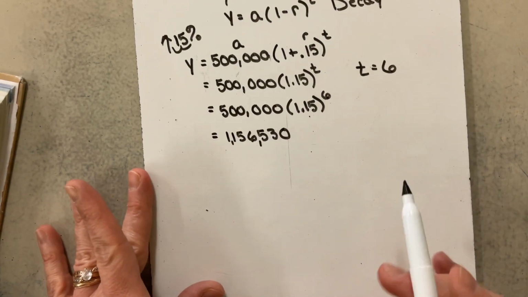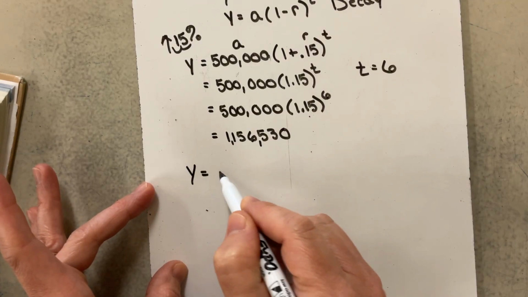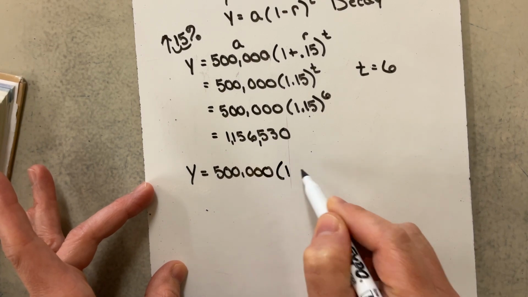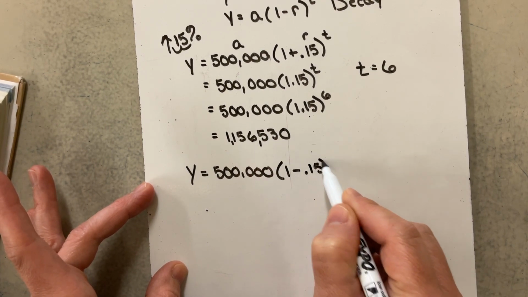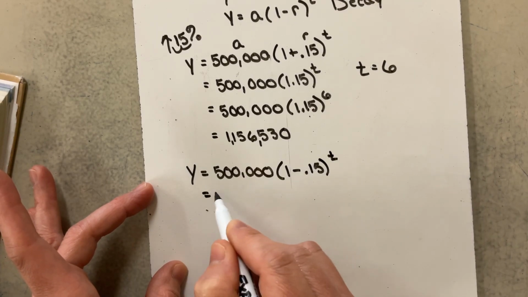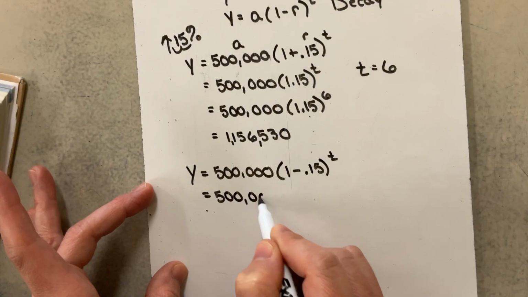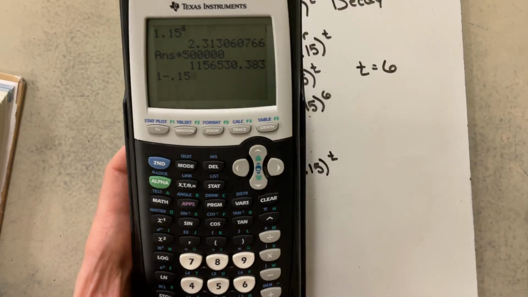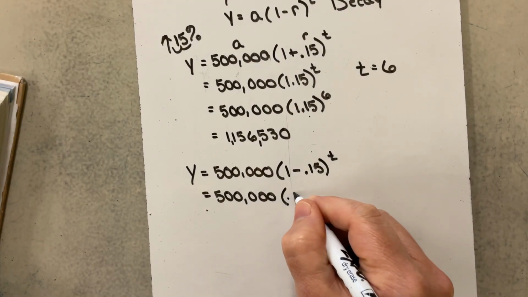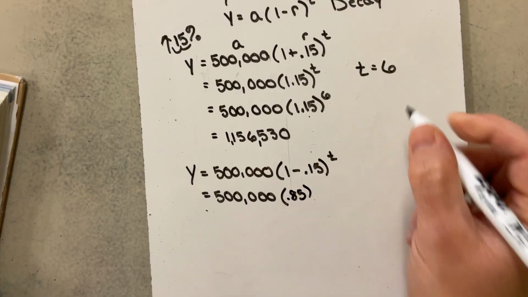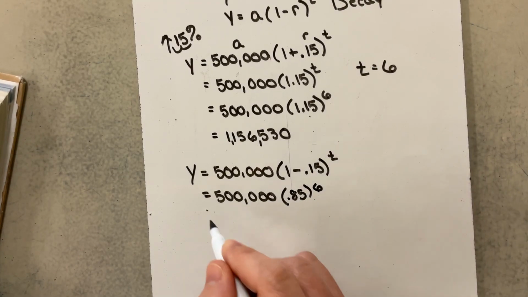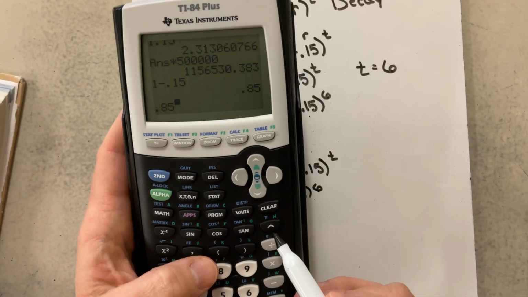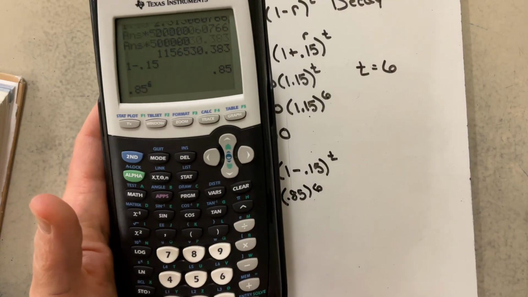So let's try it again, doing the same problem, but this time let's decay. So we're going to keep that 500,000, but we're going to do 1 minus 0.15 to the t. Okay, we can simplify that: 1 minus 0.15 gives us 0.85. But this time we're going to take it again to the 6 so we could see what happens when we do it with a decay. So we're going to take our 0.85, use the little caret to the 6, hit enter.